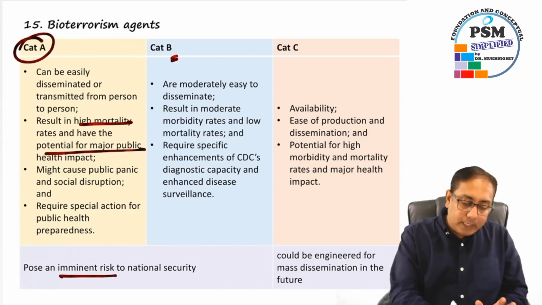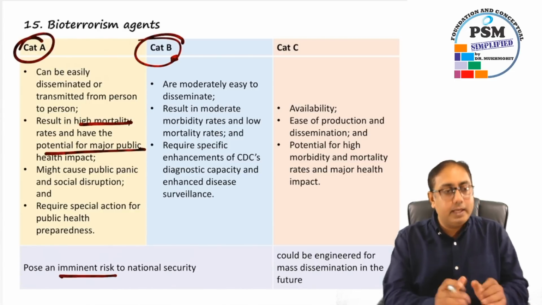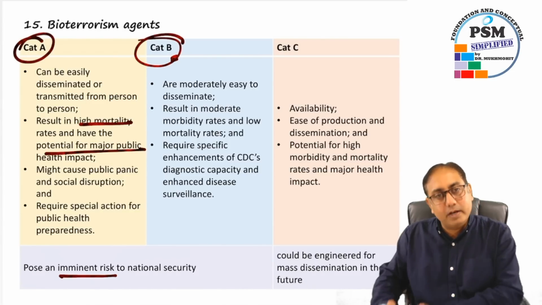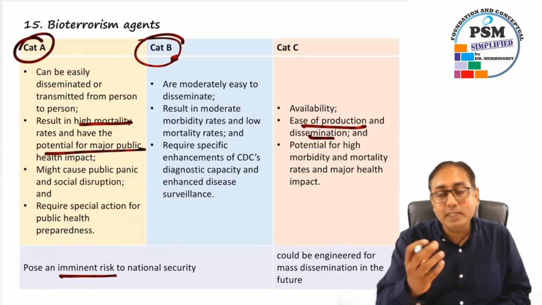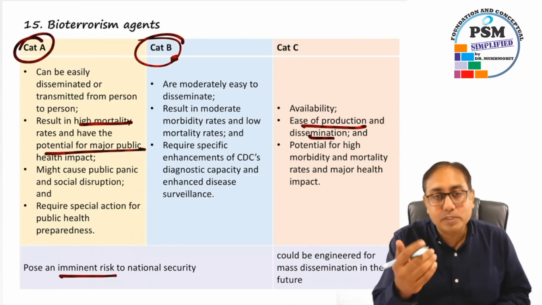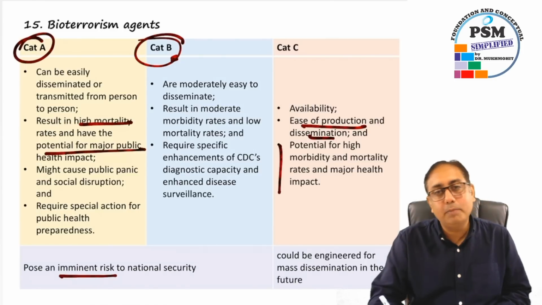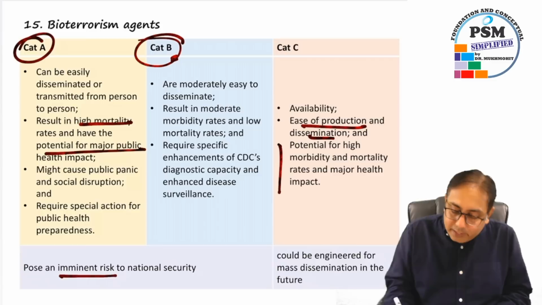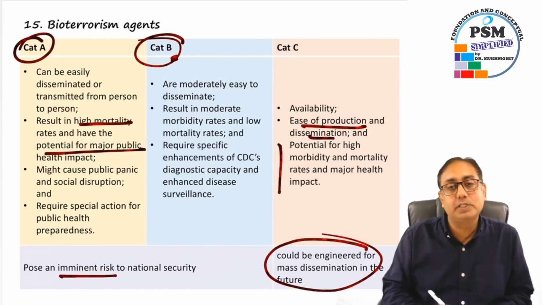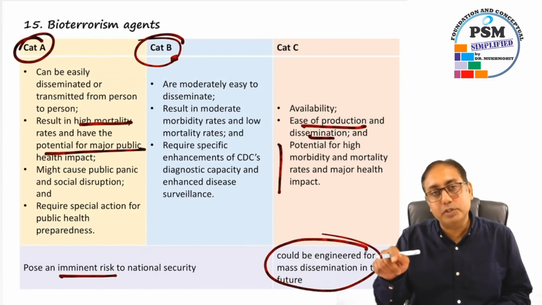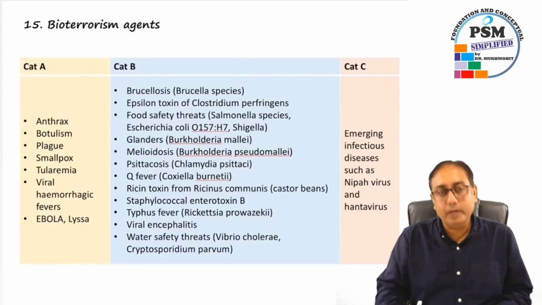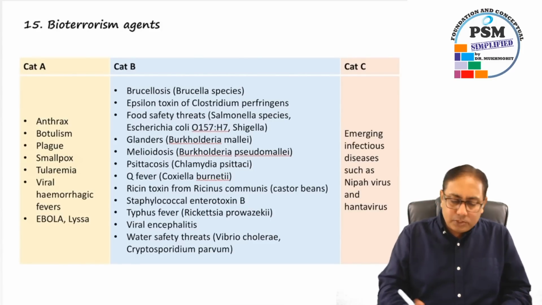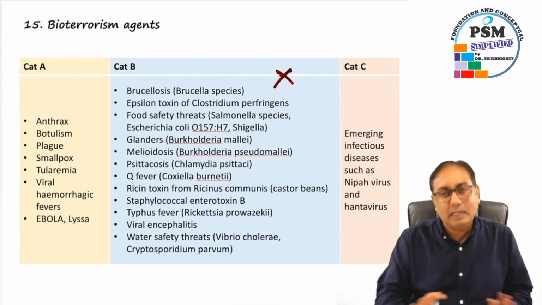So we know about agents in category A and B. Category A is very aggressive. Category B is kind of low. For Category C, think very importantly about ease of production and dissemination. These are some viruses which you can produce, and they have a potential for high morbidity and mortality. So they could be engineered for mass dissemination in the future. These are the category C agents. So they can ask you which agents fall into each of them.